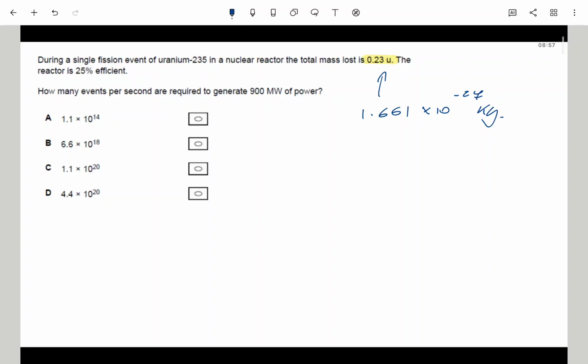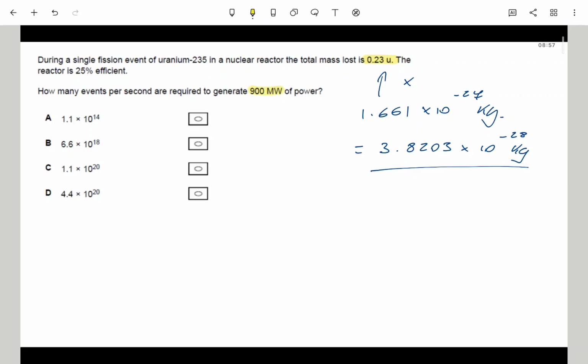So let's deal with that mass first. So if we multiply them together, so 0.23 times the atomic mass unit, we'll get a total mass decrease per fission event of 3.8203. I'll just use the full number, times 10 to the minus 28 kilograms. There is another way of doing this, but this way is completely fine as well. Right, so the other thing, if you want to finish that, you can pause it.